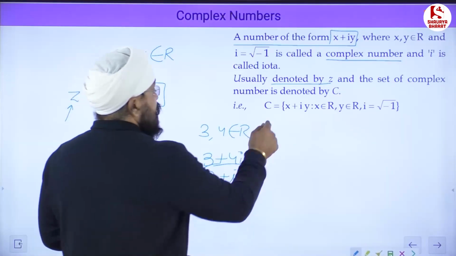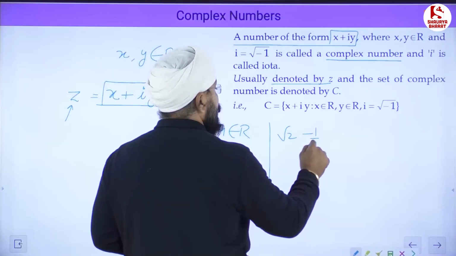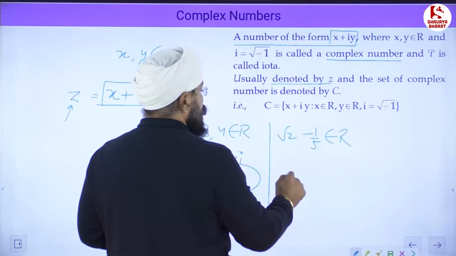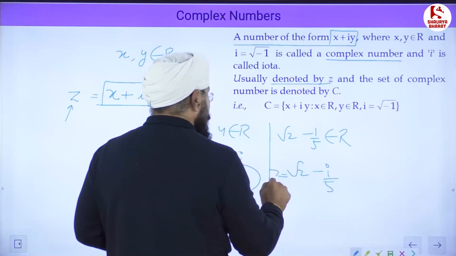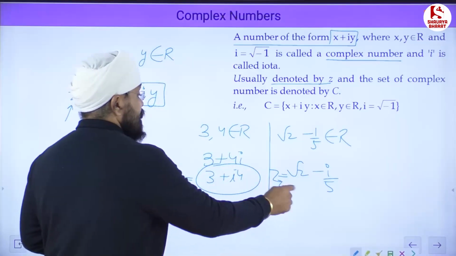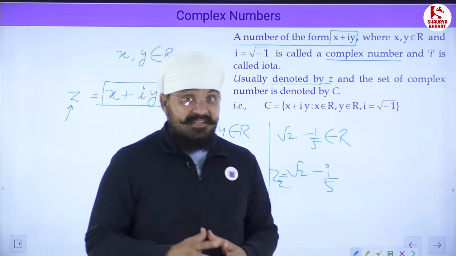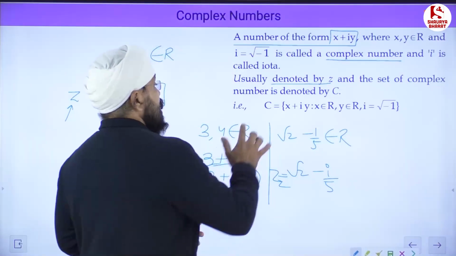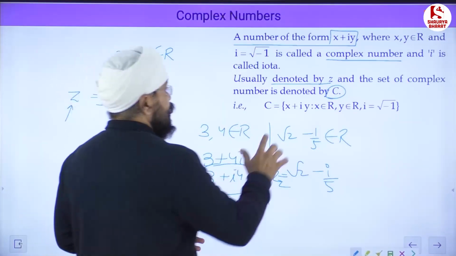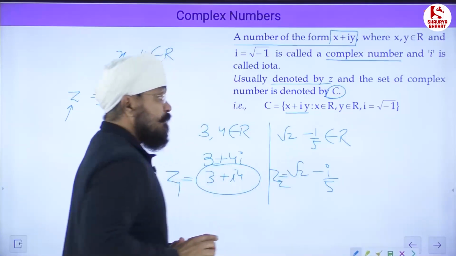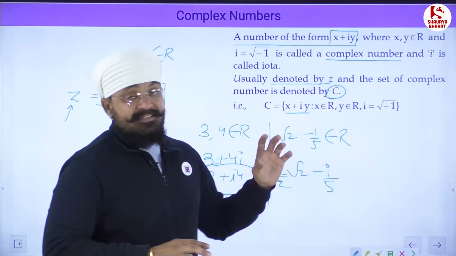If I take one more, say root 2 and minus 1 upon 5, these two are also real numbers. So root 2 minus iota upon 5 is again a complex number. Let us say this is z1 and this is z2. When I collect all these types of complex numbers and make a set, that set is denoted by C. That means the set of all complex numbers having the form x plus iota y, where x and y are both real numbers and I stands for iota.